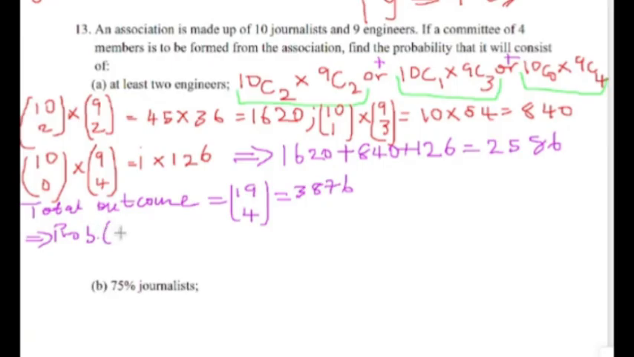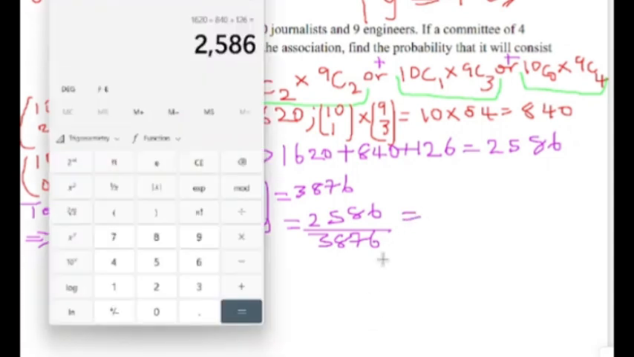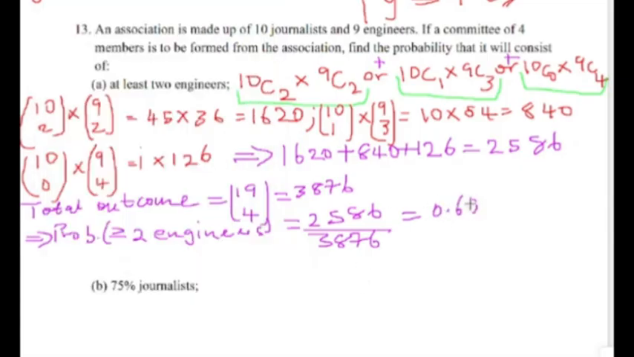So the required probability of at least 2 engineers, that is greater than or equals to 2 engineers, will be equals to the favorable, which is all the possibilities we've calculated, 2586 divided by 3876. Let's compute that, and that gives us 0.67 approximately, which is the same thing as 67%.